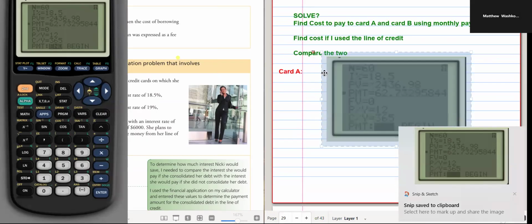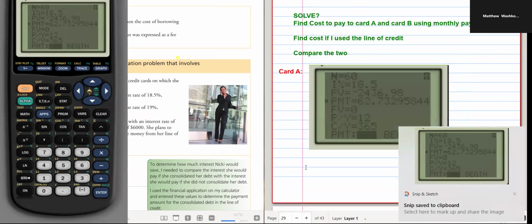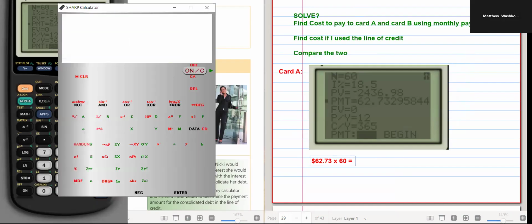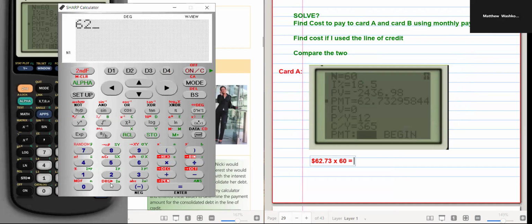So here's card A, right? So what does that equal out to? Well, if that is $62.73 per month times 60 months, it is $3,760.80. I'm going to underline that. That's important.